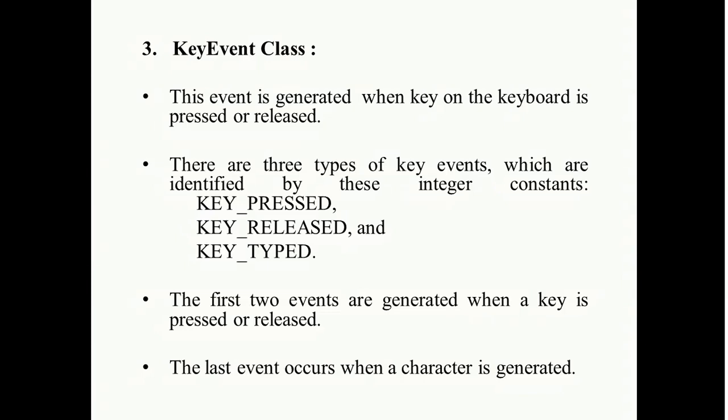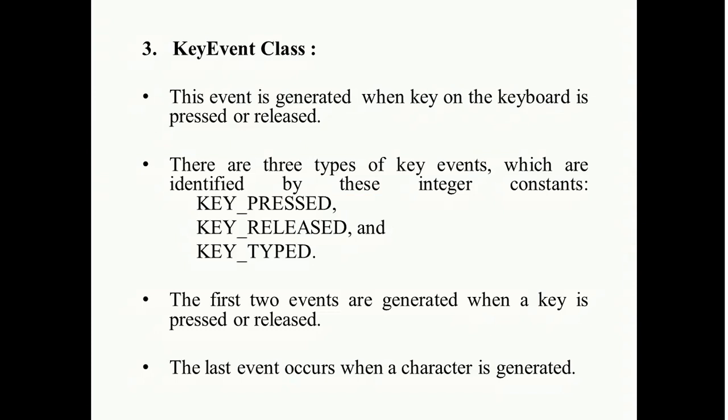There are three types of the key event which are identified by these integer constants, and these constants are nothing but key pressed, key released and key typed. These three are the integer constants. Key pressed: this event is generated when the key is pressed. Key released: this event is generated when the key is released. And key typed: this event is generated when the key is typed.